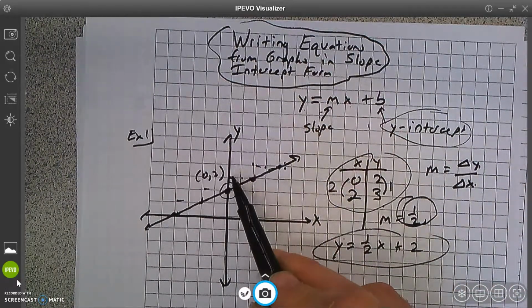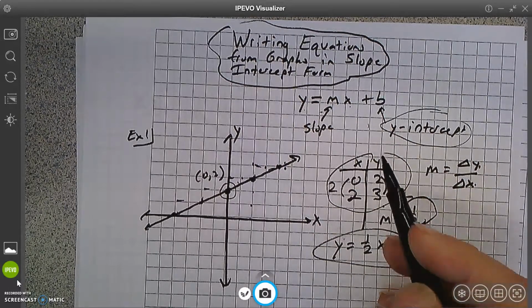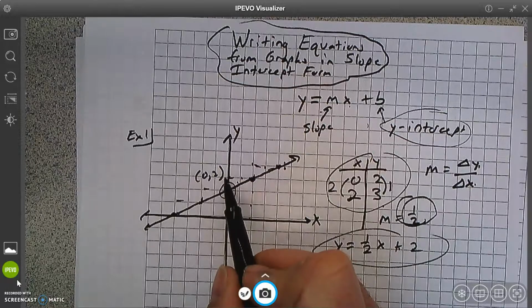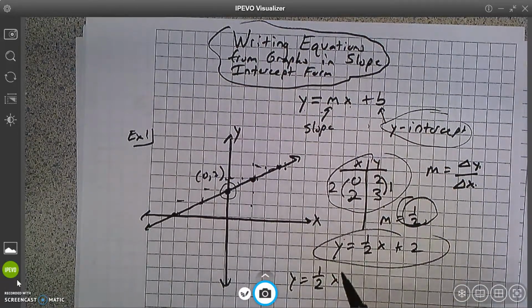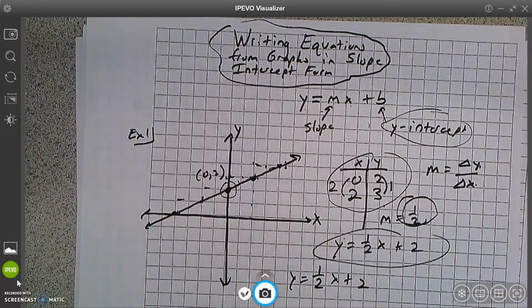So sometimes you can just look at it and not have to do this chart. It's actually a faster way of doing it. So you can go y equals, okay, up 1, right 2, change in y over change in x, plus 2 right there. So that is a quicker way of doing it. And we're going to practice that right now.